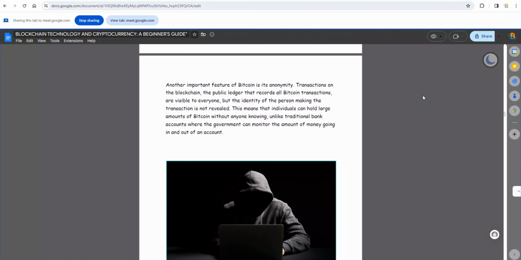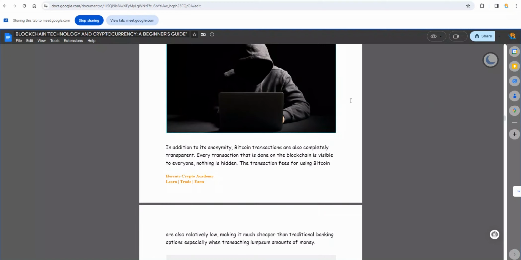But with cryptocurrency, the central government or the CBK or whatever government it is cannot freeze your account, because they cannot even know which account is yours. Remember, your Bitcoin account is not linked to your identity in any way. And that's the beauty about the anonymity factor of Bitcoin. In addition to its anonymity, Bitcoin transactions are also completely transparent. Every transaction that is done on the blockchain is visible to everyone and nothing is hidden.